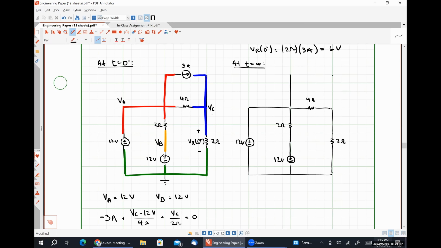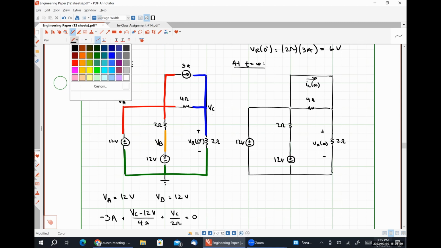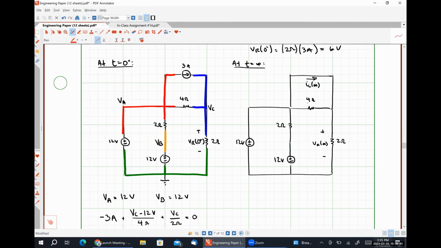My inductor up here. And this is going to be IL at infinity. Here is VR at infinity. So our 4 ohm resistor is shorted out by our inductor again, so it's not going to contribute anything. So what are we going to do?